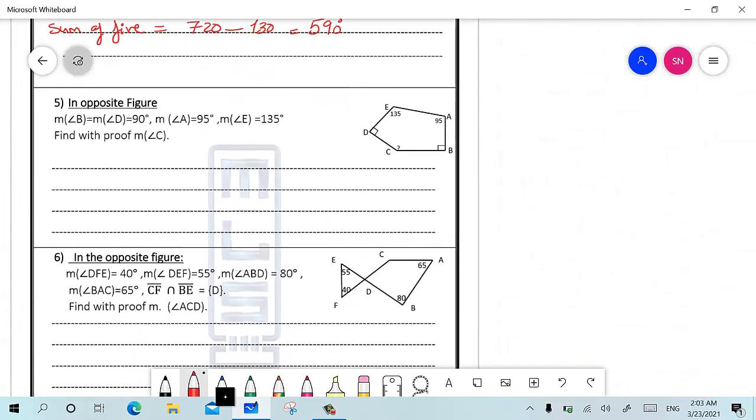Now let's go to number 5. In the opposite figure, measure of angle B is equal to measure of angle D is equal to 90, measure of angle A equal to 95, and measure of angle E is equal to 135. Find with proof measure of angle C. So here we want to find measure of angle C by proof.